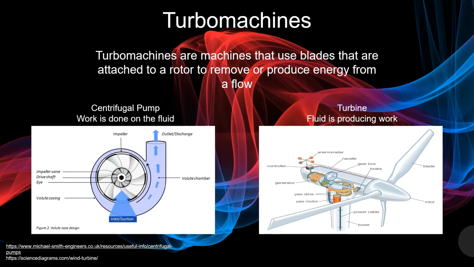Another typical example of a turbo machine is a turbine. As shown below, these are often used with wind or steam to produce power. Unlike pumps that do work on the fluid, fluids do work on turbines to produce energy.